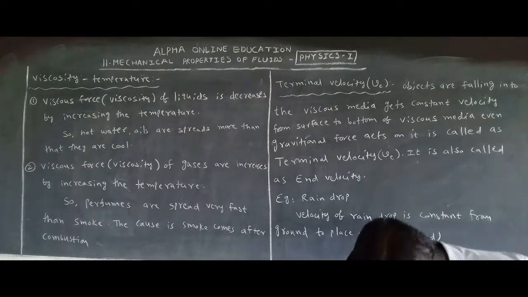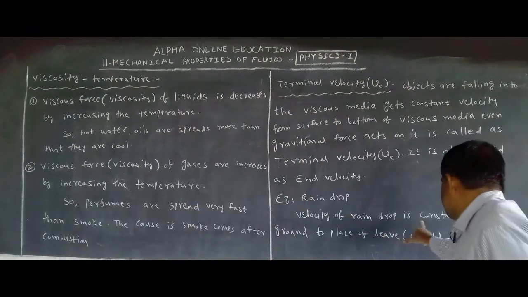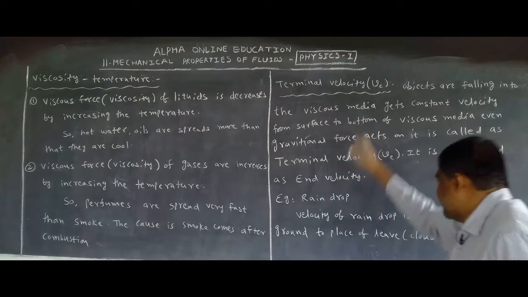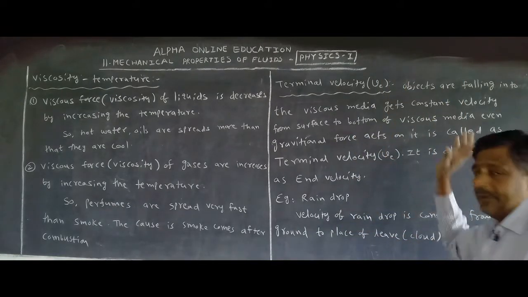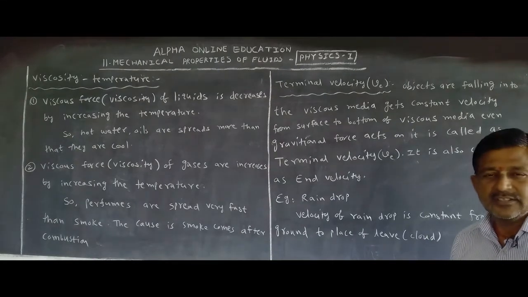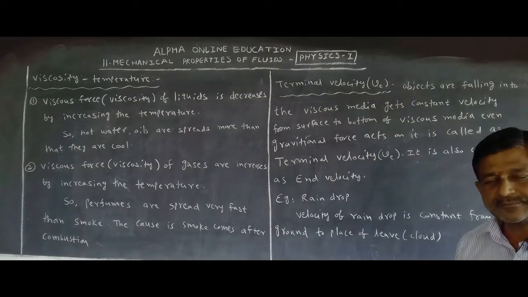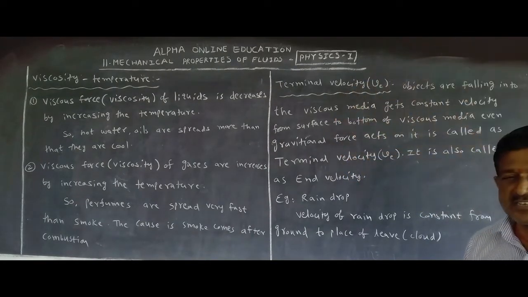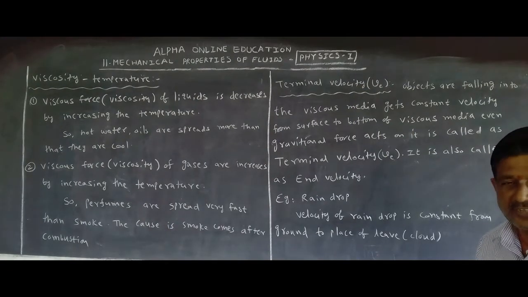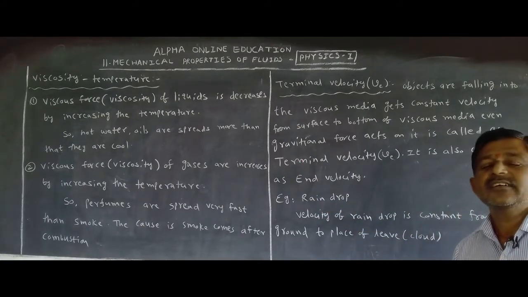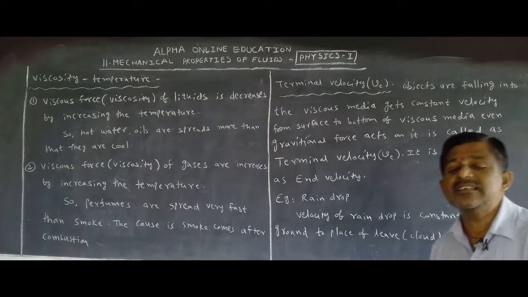That's why, from the place it leaves, where does it leave from? The cloud. Okay? The velocity of the raindrop does not increase. The velocity of the raindrop is constant. Why? It moves in the air. Air is a viscous fluid. That velocity is called terminal velocity.